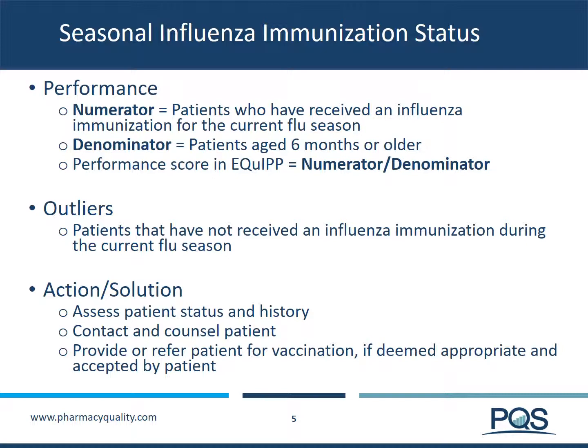Outliers are patients that have not received an influenza immunization during the current flu season. Then the action or solution is to assess the patient's status and history, contact and counsel the patient, and then provide the flu vaccine to them or refer them on to their physician if deemed appropriate and, of course, accepted by the patient.